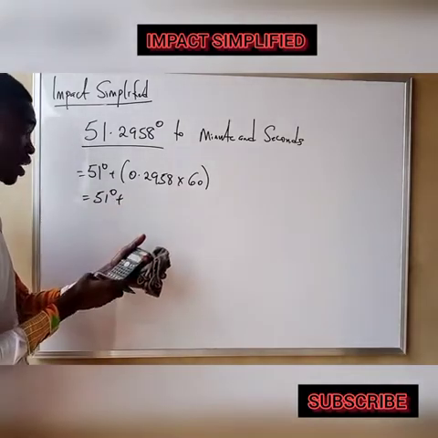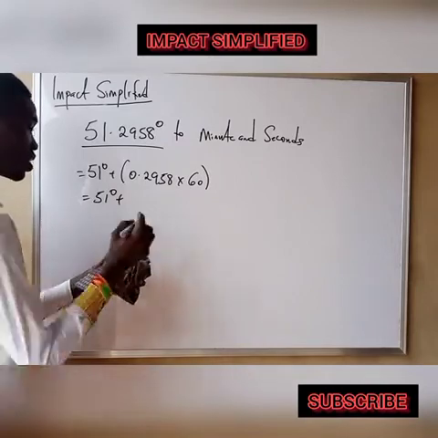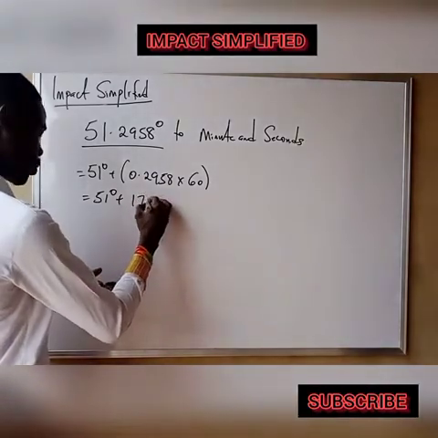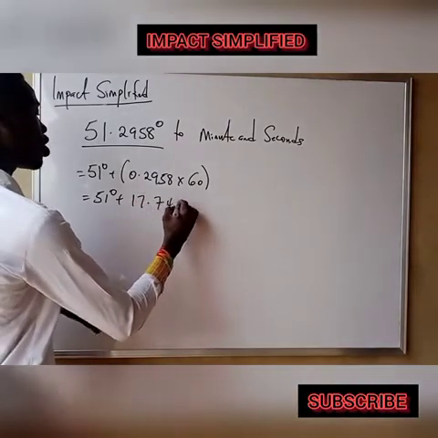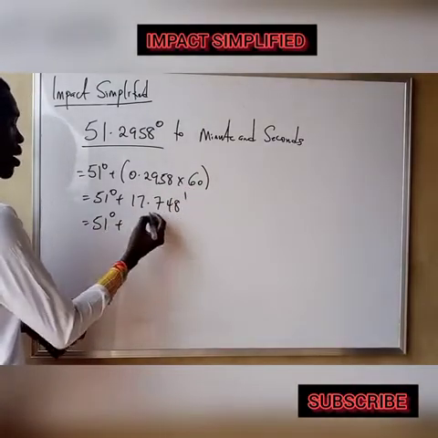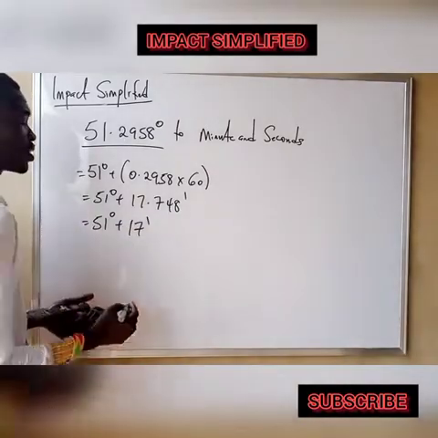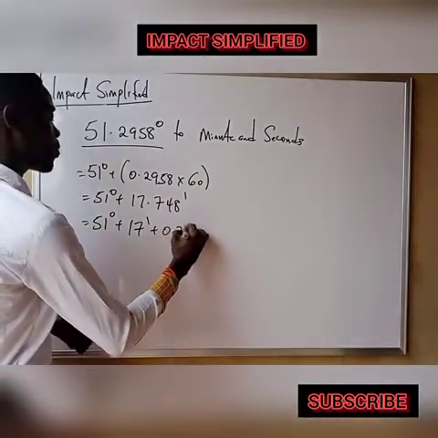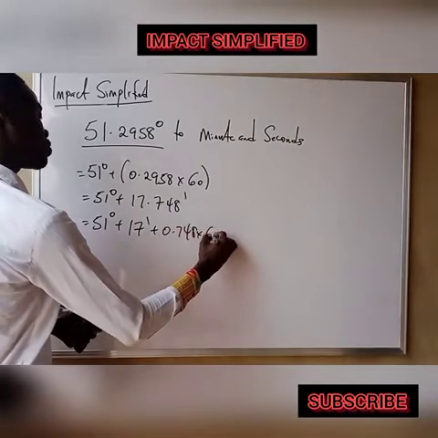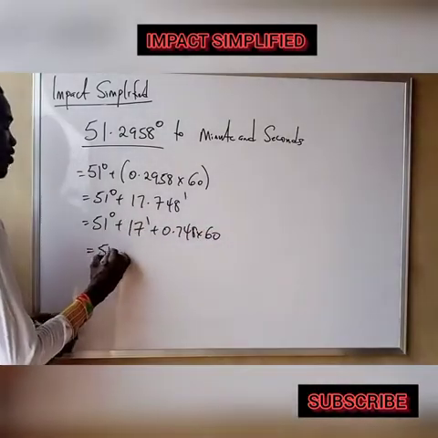This will give us 51 plus 0.2958 times 60. What will it give us? It gives us 17.748 minutes. And this will also give us 51 degree plus, what is the whole number fraction of the minute? That will give us 17 minutes plus 0.748 times 60. We convert the minute to seconds again.